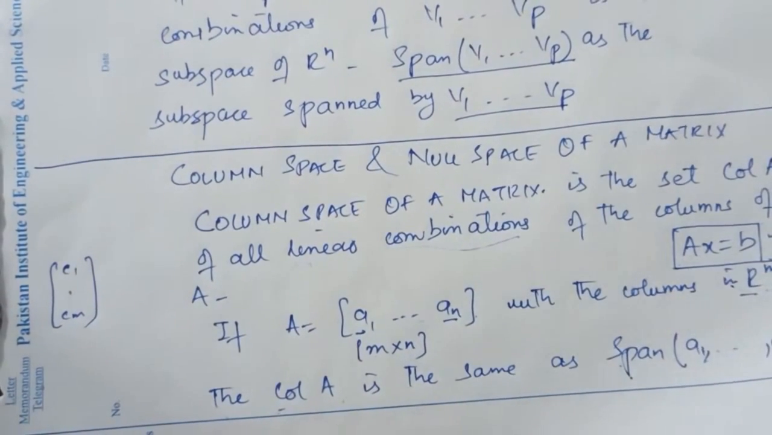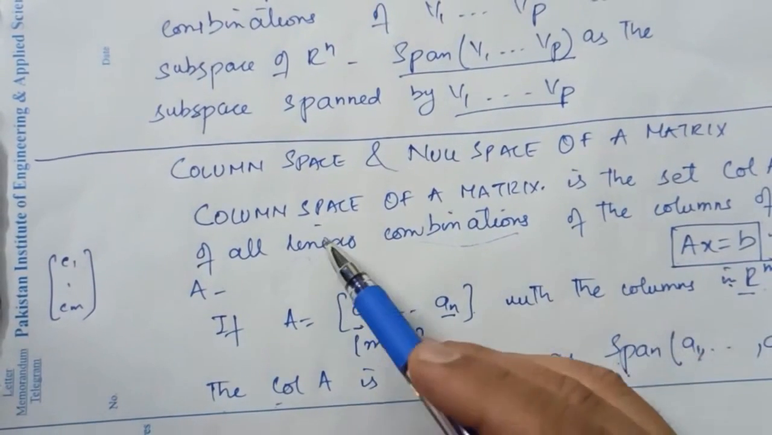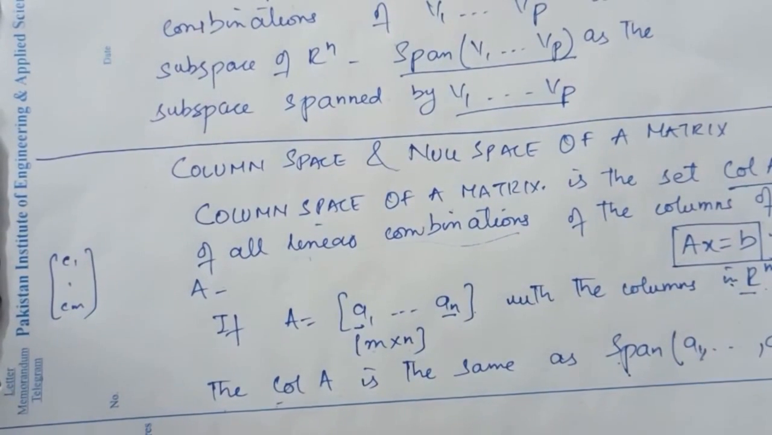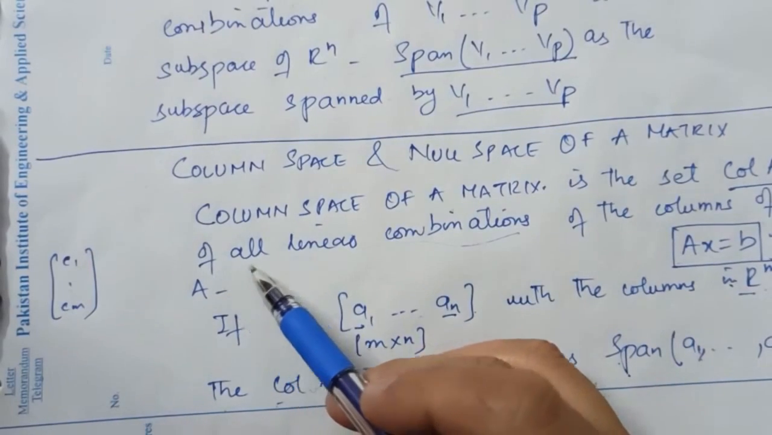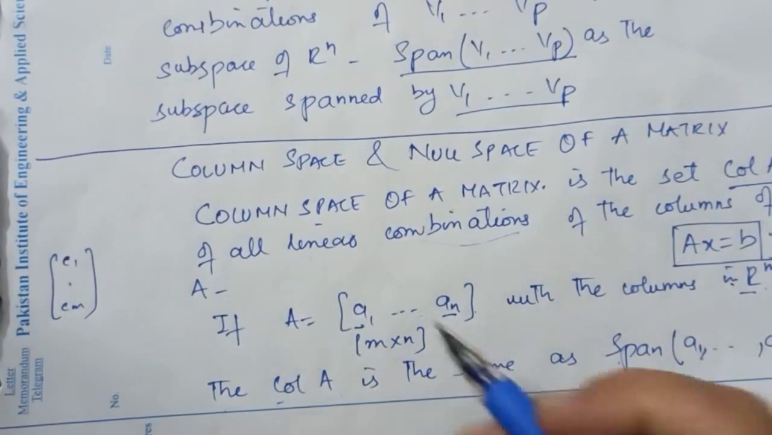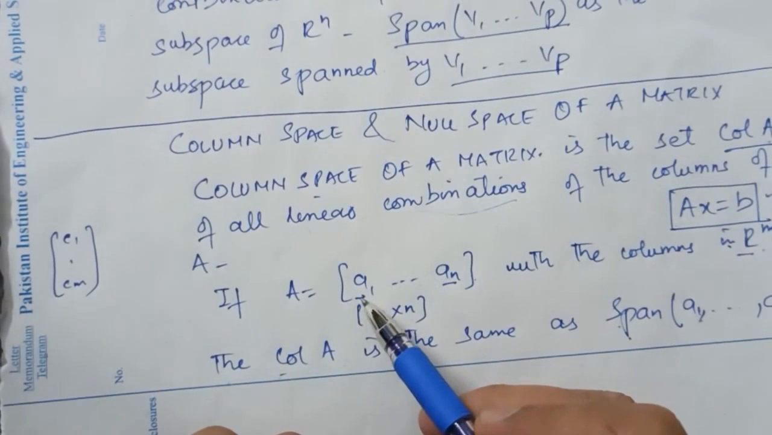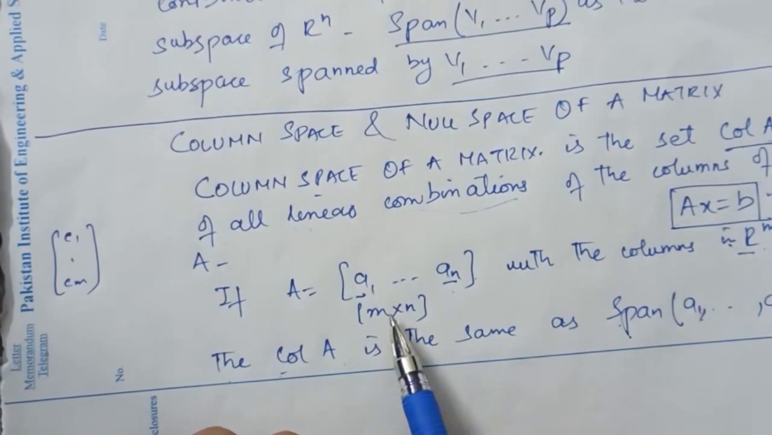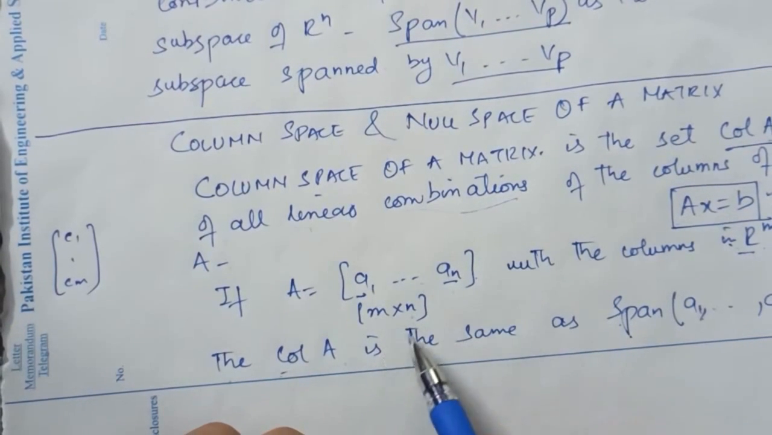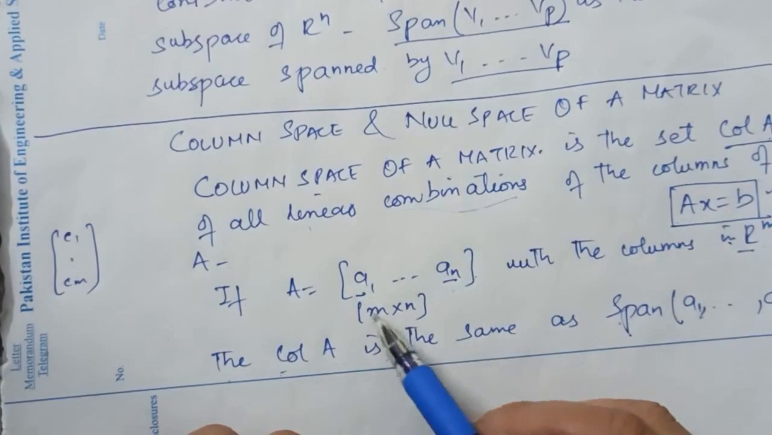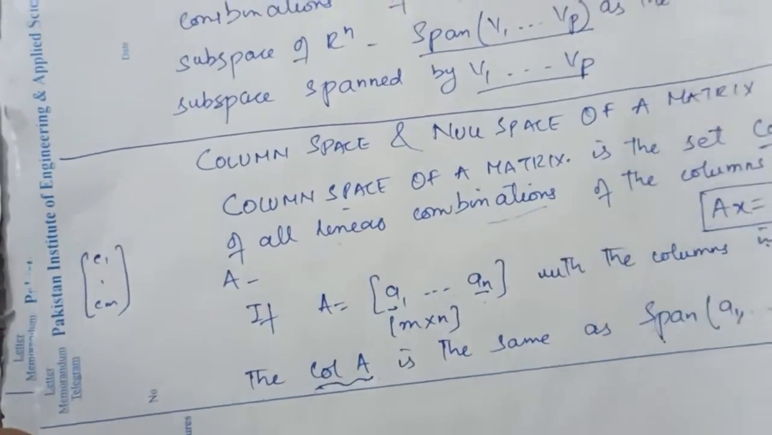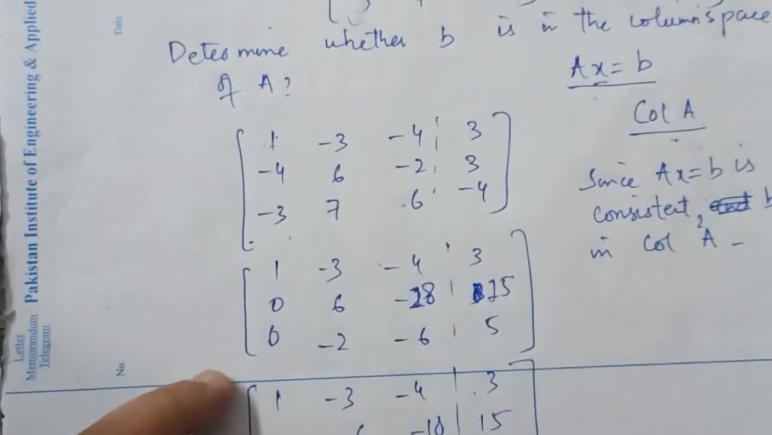The column space of a matrix A, denoted Col A, is the set of all linear combinations of the columns of A. So if A is a matrix consisting of columns a1 to an, all the possible linear combinations of these columns constitute a set which is defined as Col A, the column space of that matrix.